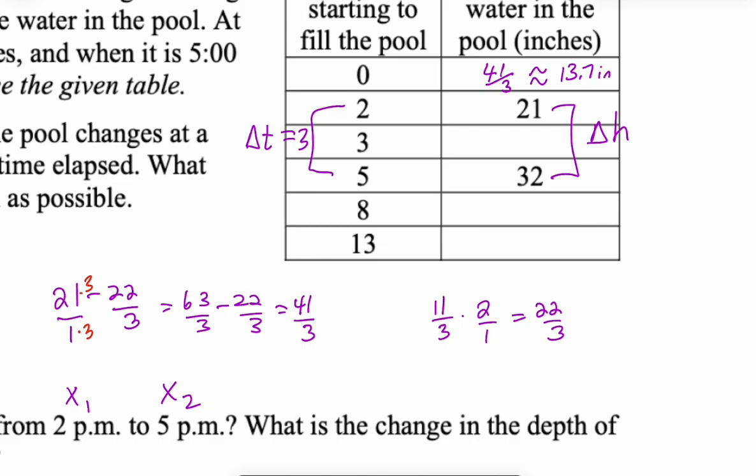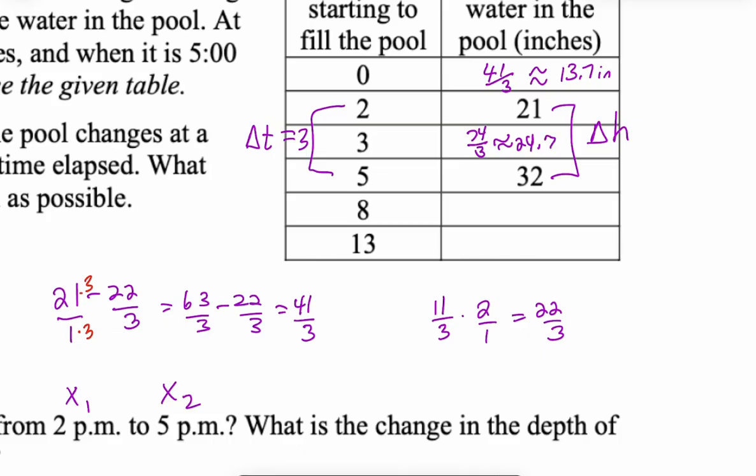Okay. Now this one from here to here, that has gone up by 1. 3 minus 2 is 1. So this has to go up by 11/3. So 21 plus 11/3, if we did the same technique as far as getting a common denominator and all that lovely stuff, let me tell you what it was. It'd be 74/3, which is approximately 24.7.